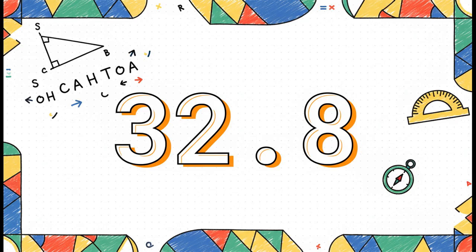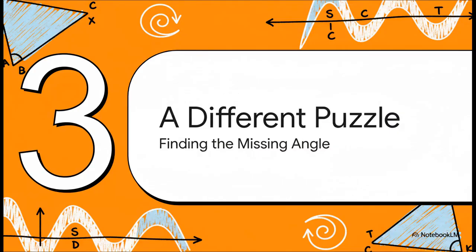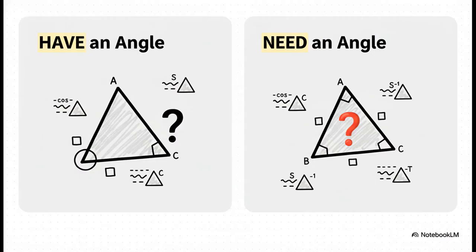See? The code works. But what if you don't have the angle? What if the angle is the missing piece of the puzzle? Well, no problem at all. Trigonometry works in reverse too. Let's check out how.